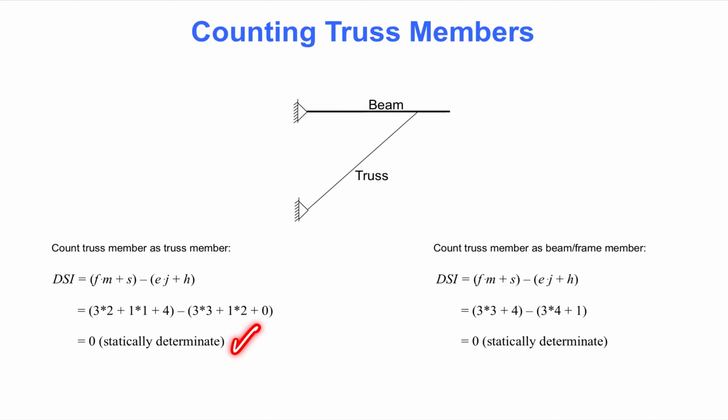Notice that if we neglect the cantilevered beam altogether, reducing M and J by 1, the result would be exactly the same. For that reason, it is preferred to simply neglect cantilevered beams in these calculations. An alternative approach is shown on the right-hand side. We now count all members as frame members. That means we have 3 members, each with 3 internal forces. There are still 4 unknown support reactions.